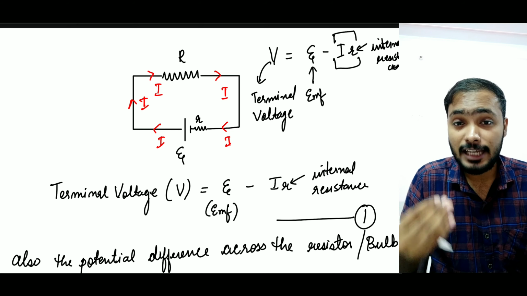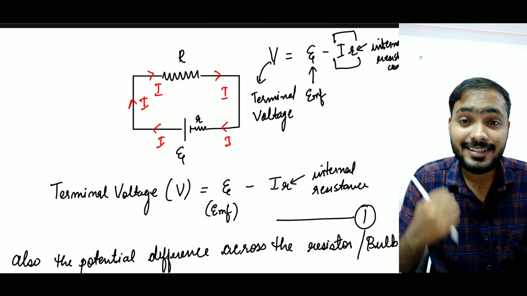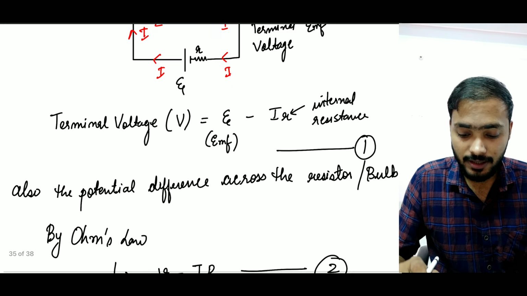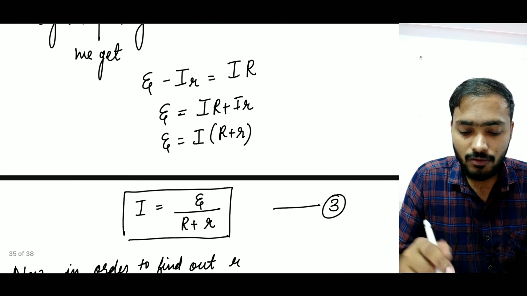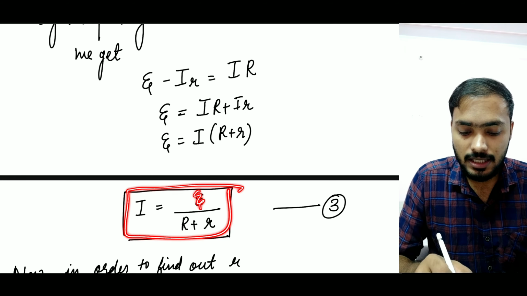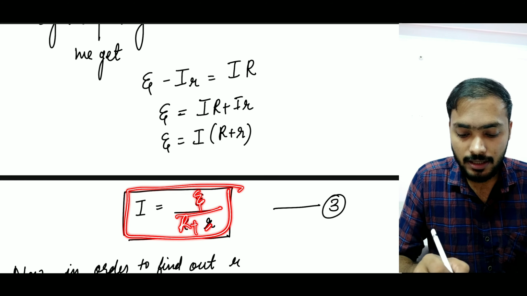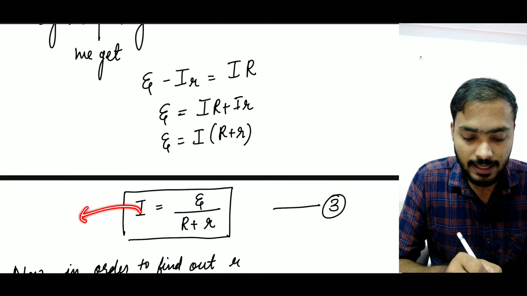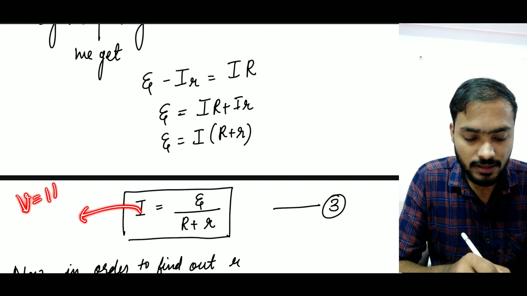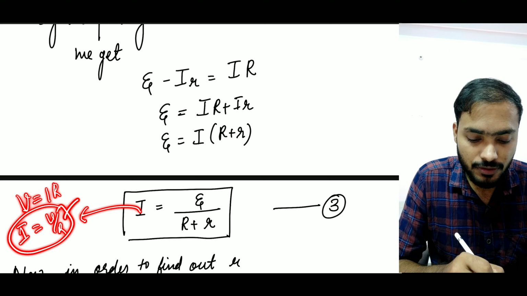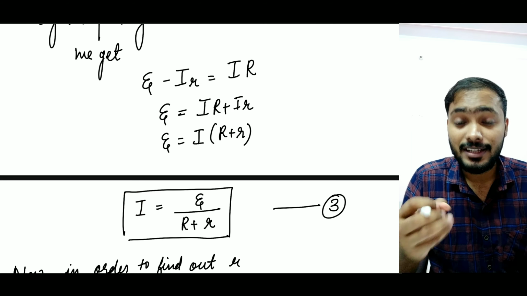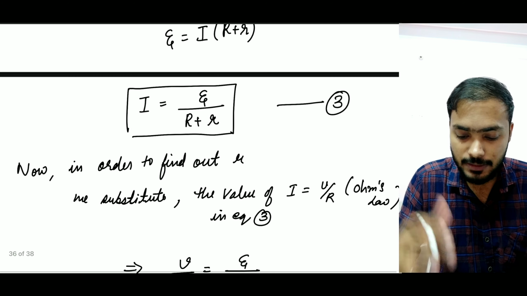Now the next part that we have to find out is the internal resistance. The value of small r is something we have to find out. Now it is also very simple. When I got the value of I equals EMF upon R plus r, all I have to do in order to find the value of small r is this: we know from Ohm's law V equals IR, or I can simply say I equals V upon R. Substitute this value here. Instead of I, just write V upon R and solve it for the value of r. So that is what we are going to do here.